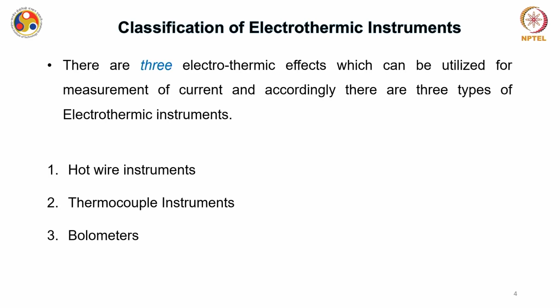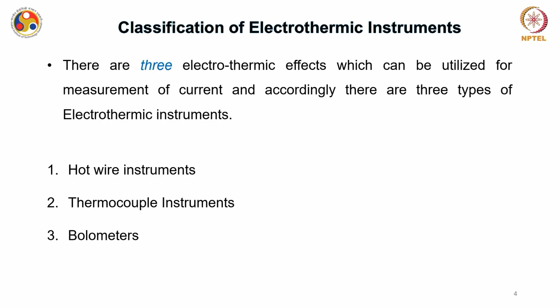There are basically three different types of electrothermic instruments. These are based on three different electrothermic effects which can be utilized for measurement of current, and accordingly there are these three different electrothermic instruments. There are one or two more electrothermic instruments which are beyond the scope of this course.